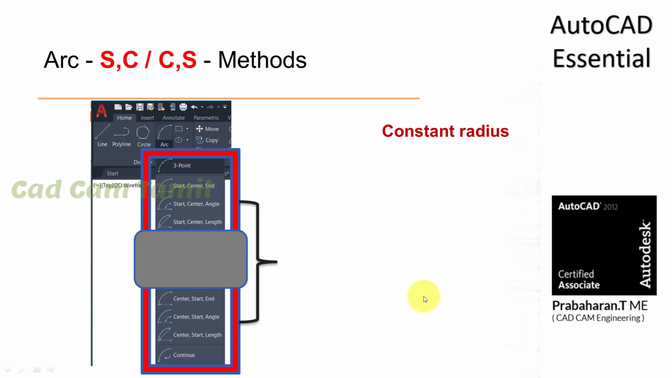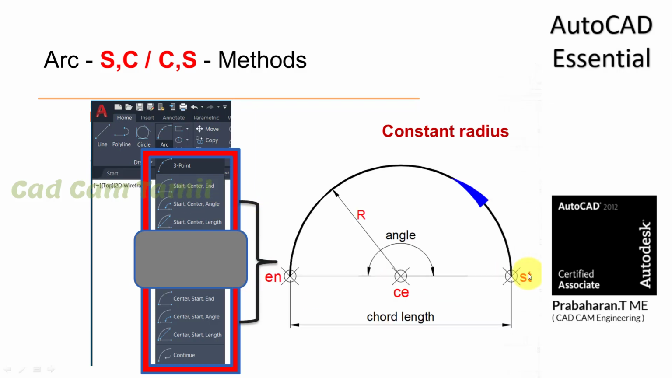Why? Because we are fixing the center and the start point of the arc, so the radius is fixed here. Here also we are fixing the start point and the center point, so the radius is fixed. That is why these methods are called constant radius methods. We only change the end point of the arc, what angle of arc we need, and what length of arc we need. Only these 3 data we change, but the radius will be constant. Let us discuss these first in AutoCAD, then we go for the remaining methods.